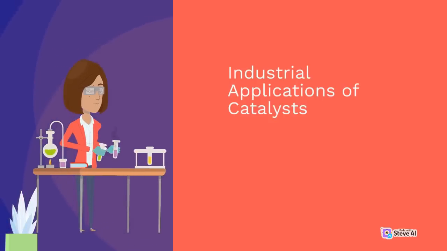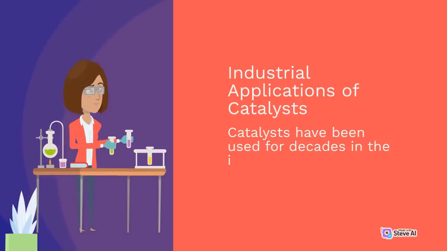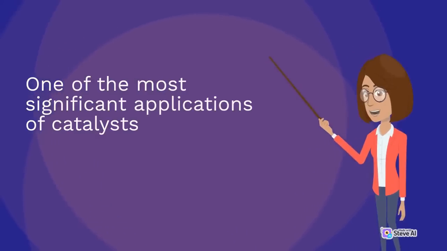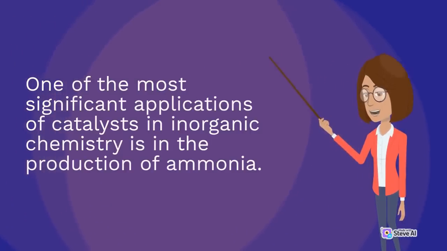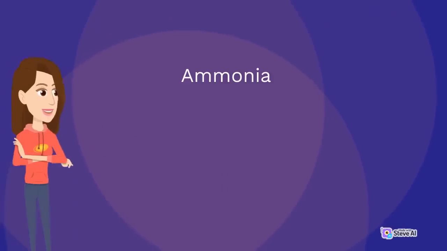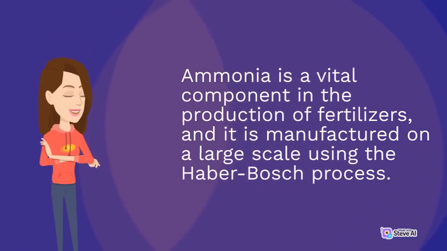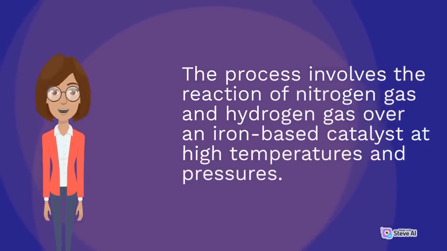Industrial applications of catalysts. Catalysts have been used for decades in the industrial production of various chemicals. One of the most significant applications of catalysts in inorganic chemistry is in the production of ammonia. Ammonia is a vital component in the production of fertilizers, and it is manufactured on a large scale using the Haber-Bosch process. The process involves the reaction of nitrogen gas and hydrogen gas over an iron-based catalyst at high temperatures and pressures.